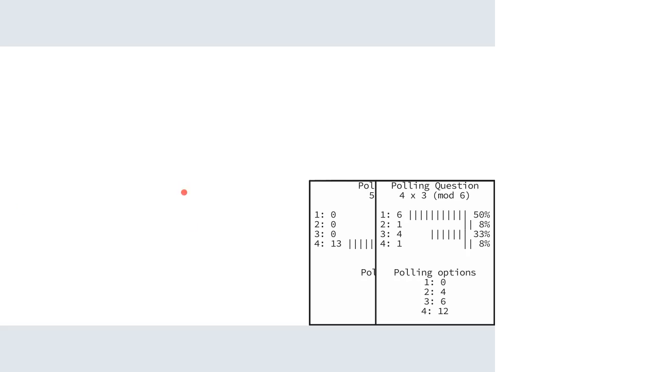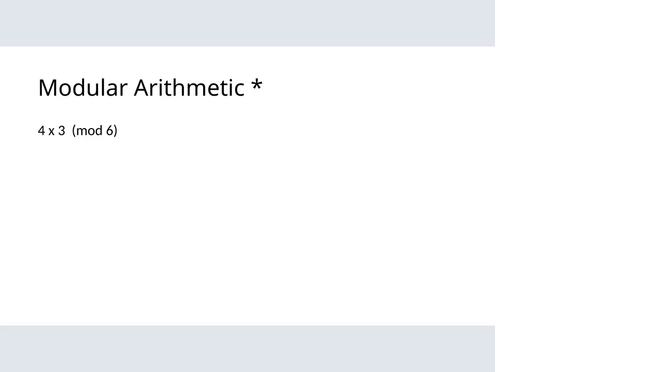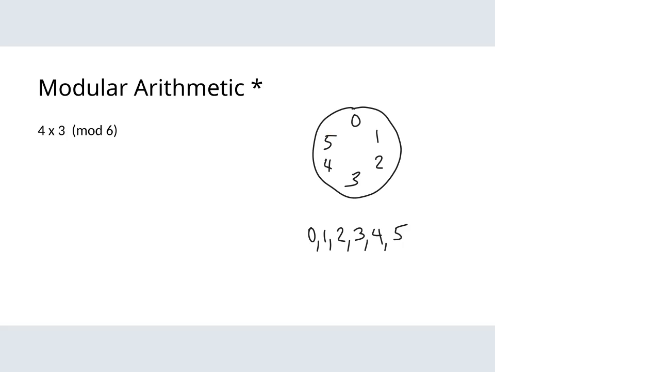Okay, we're spread around a little on this one. Got quite a few 6s in there. So let's take a look at this one. 4 times 3 mod 6. If I were to do this by drawing it out, I could have a mod 6 system, and I have to remember what mod 6 means. Mod 6 means that I have 0, 1, 2, 3, 4, and 5. Those are the only numbers in this system. So there's my mod 6 system. Those are the only possibilities.